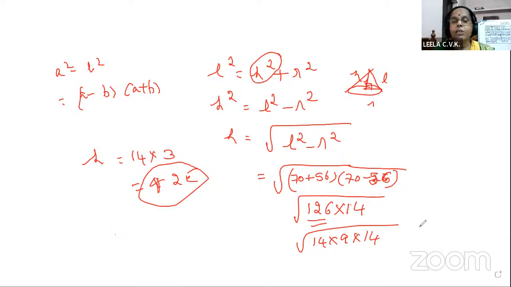In this case, it is R square. That is the identity A square minus B square, so A plus B into A minus B. It will be very easy to find out the square root. That's why I suggested this method. Okay, is it clear?